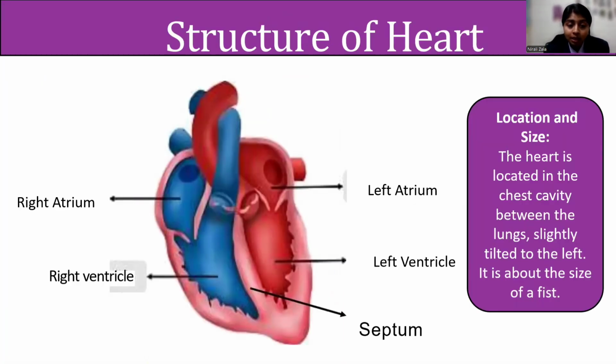Structure of the heart. Let's look at the structure of the heart. It is divided into four chambers: the right and the left atria, the upper chambers, and the right and left ventricles, that is, the lower chambers. These chambers work in a synchronized manner to ensure blood flow. The heart also has valves such as the tricuspid and bicuspid, and the pulmonary and aortic valves, that maintain one-way blood flow.